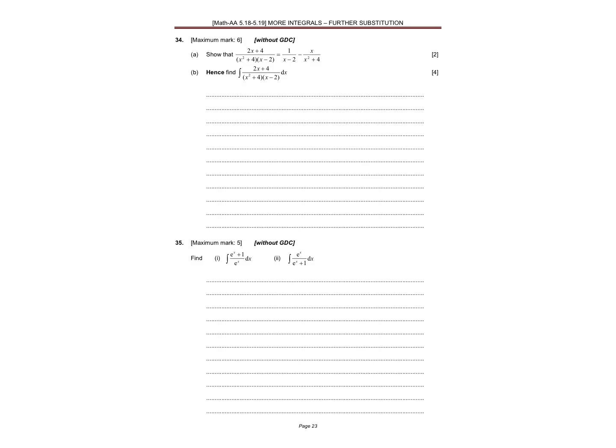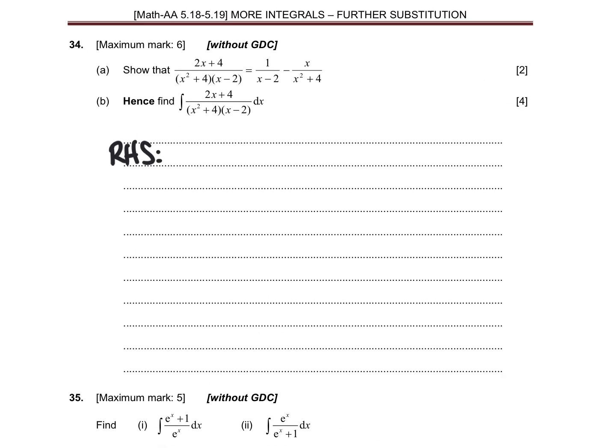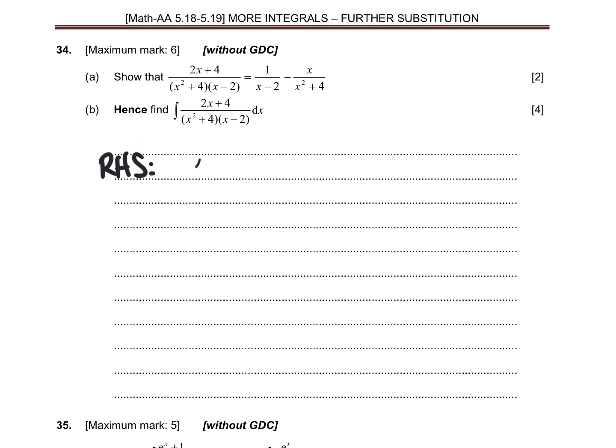Okay, so number 34, we have to show that. So let's go from the right-hand side. So 1 over x minus 2 minus x over x squared plus 4. So we will multiply this by x minus 2 and this by x squared plus 4, top and bottom. And this is like plus a negative x.